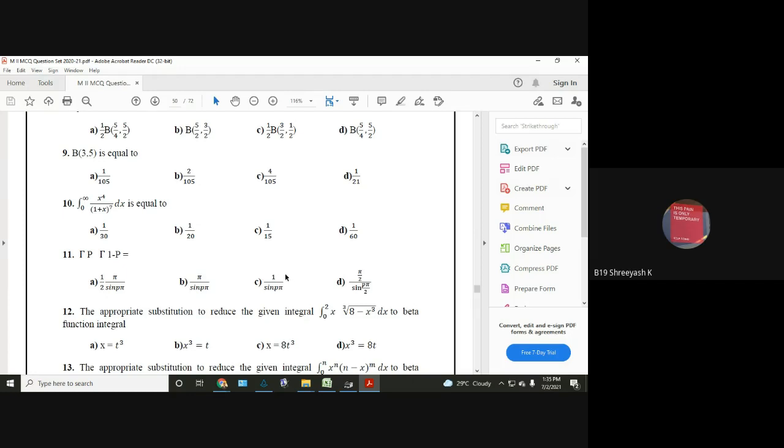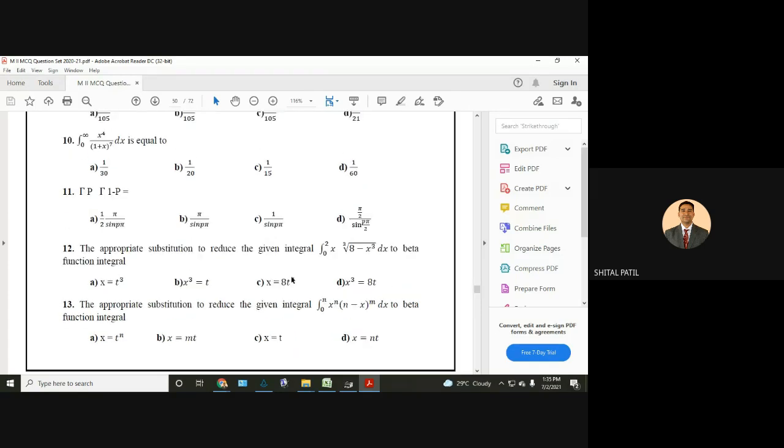Question 11: pi upon sin p pi. Pi divided by sin p pi. Absolutely correct. Question number 12, what is the correct substitution? X cube equal to 8t. Question number 12, D option is correct. X cube equal to 8t is the substitution. Yes, sir.